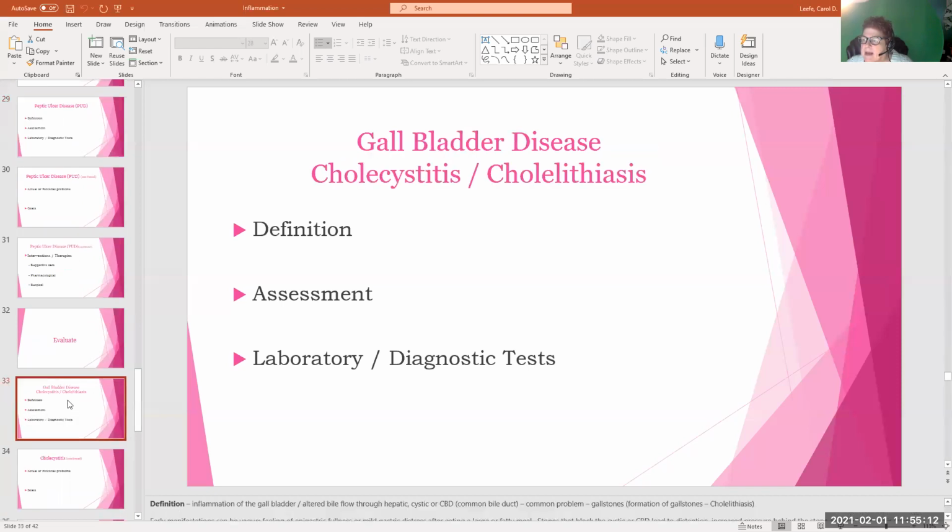So when we talk about gallbladder disease, cholecystitis is the inflammation of the gallbladder, and it alters the flow through the hepatic, cystic, or common bile duct. And the common problem is gallstones, formation of gallstones, which are usually mostly cholesterol. And that's when they call it cholelithiasis.